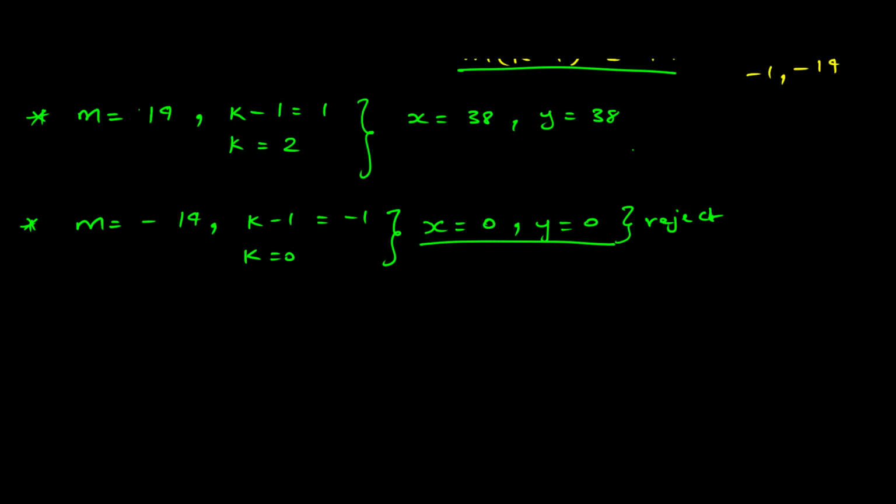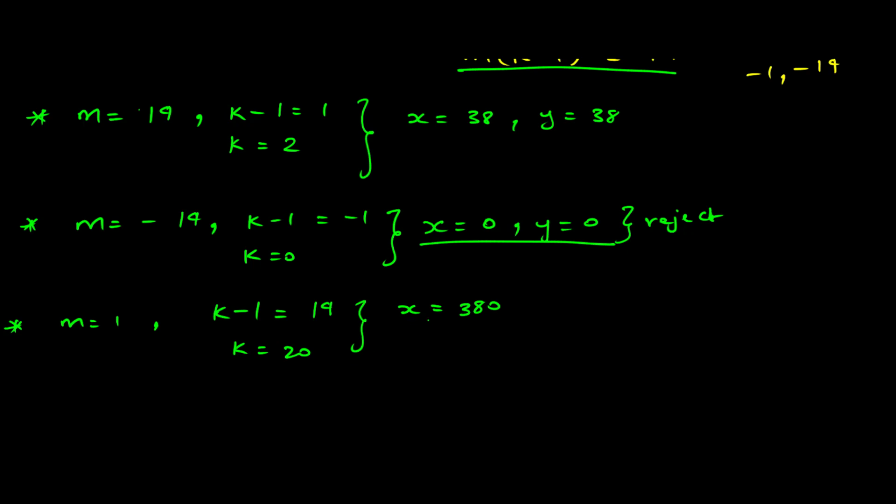Now let's move on to the rest of the solutions where we have 1 and negative 1. So when m is equal to 1, that would leave k minus 1 is equal to 19. Now k would be equal to 20. And in this instance, we would have two solution sets.